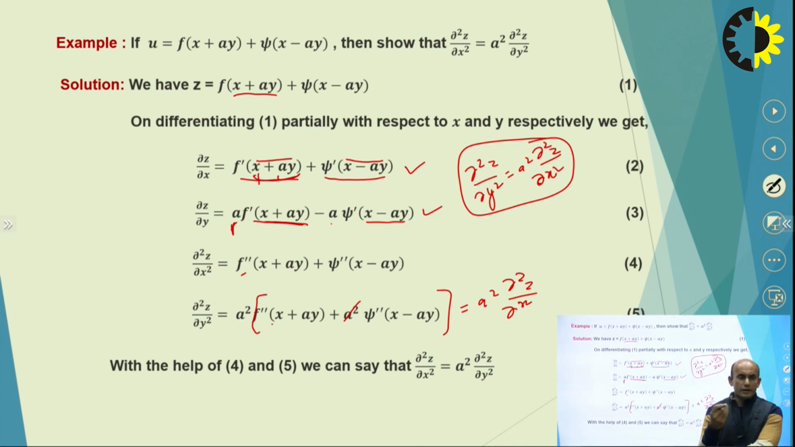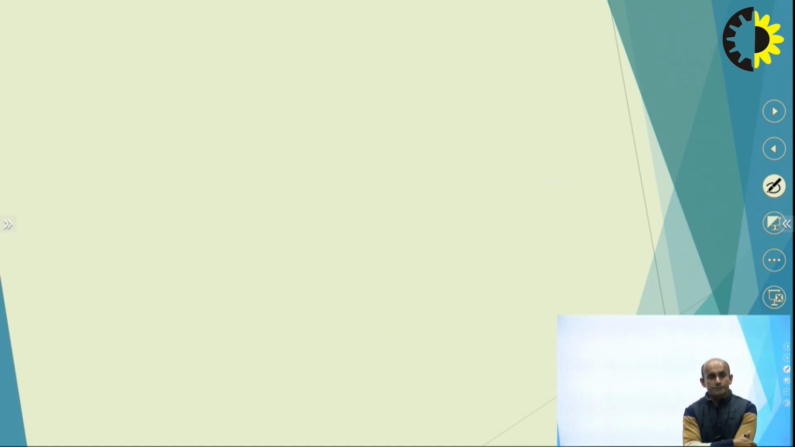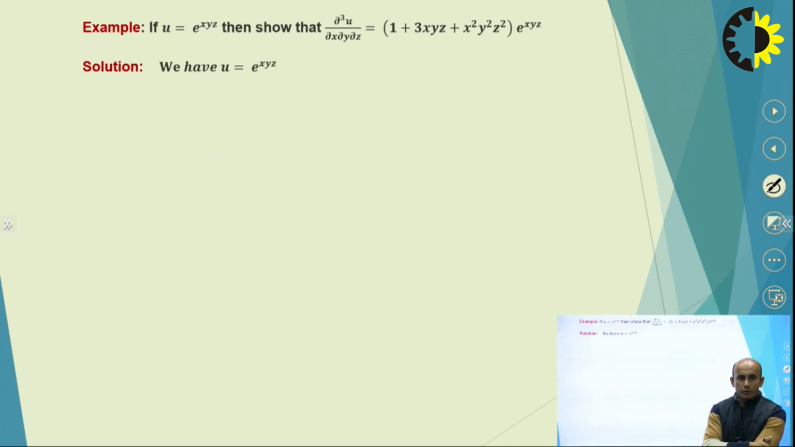So we can differentiate any function. If we have an implicit function or some other kind, then we have different kinds of methods to find partial derivatives. Now we have one more example, of a function u equals e raised to x y z. Then we have to show that del 3u upon del x del y del z equals 1 plus 3 x y z plus x square y square z square times e raised to x y z.